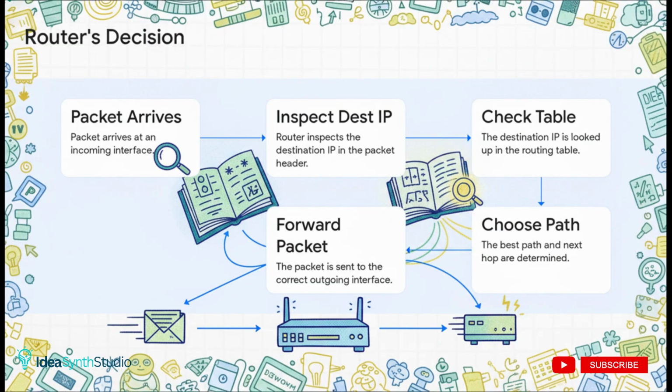And this whole process is incredibly efficient. A packet zips in, the router doesn't care about the data inside, it just glances at the destination IP address on the header. It checks its internal map, called a routing table, to find the best path, and bam! It forwards the packet to the next router on that path. We call that the next hop, and this all happens in milliseconds.